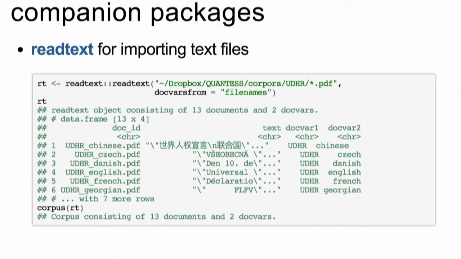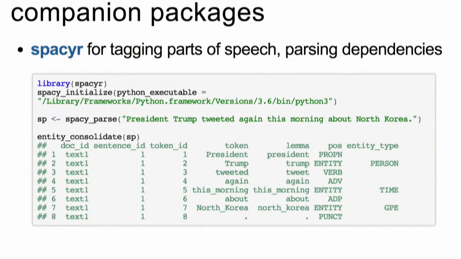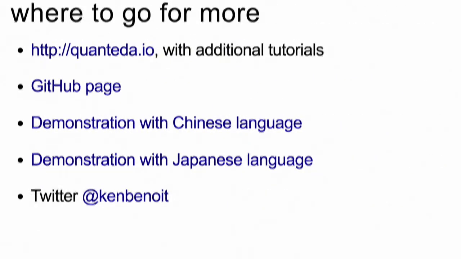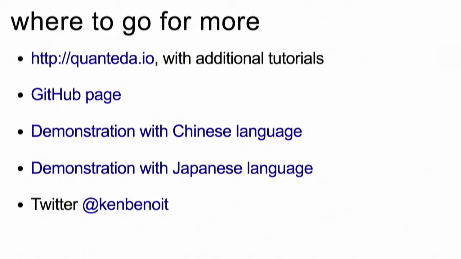Companion packages: there's a great package we've written called readtext. You give it any set of files, any format, it reads them in and puts them into a data frame. Pretty much any format. spacyr is a package that will also do tagging of parts of speech and dependency relations and named entities. If you want to go for more, these slides will be available through the website of the conference. These are some links that I've put up. There's a great demonstration with Chinese and Japanese. I have two postdocs. One's Japanese, one's Chinese. Actually, I have two Japanese postdocs. And they're really interested in making this work with their languages, and it does pretty well.